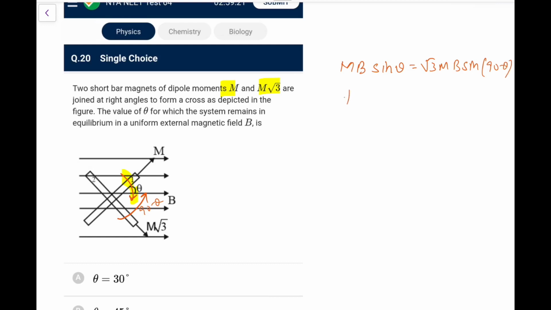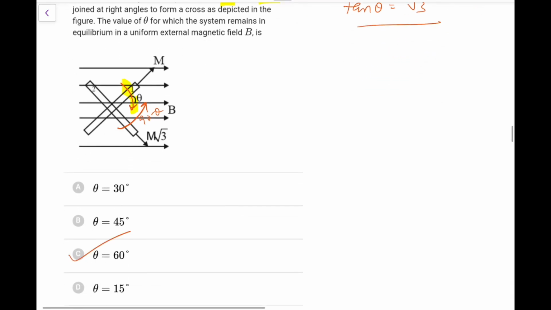So what you get now? You get tan theta as root 3. Tan theta is root 3. That means theta should be equal to 60 degrees for sure. So go for option C.